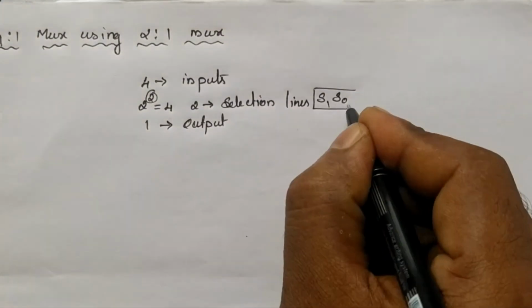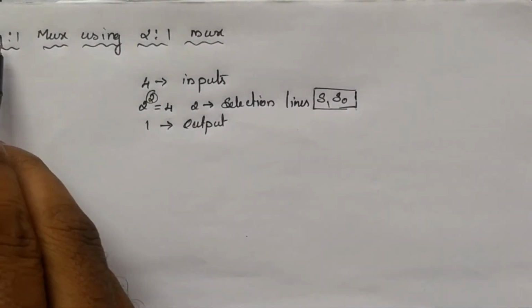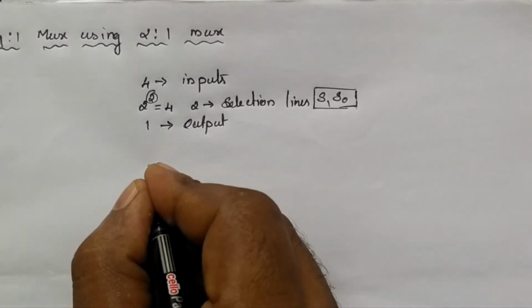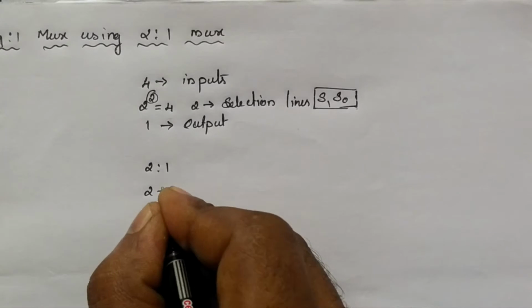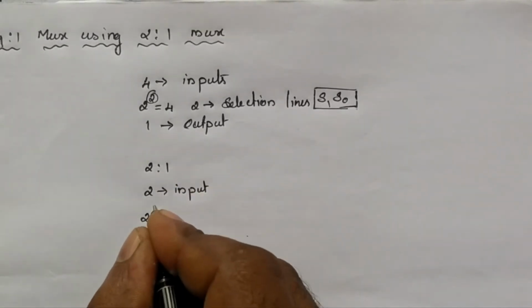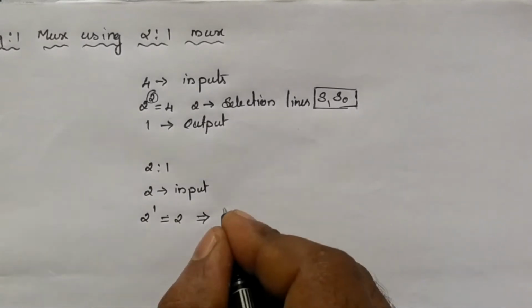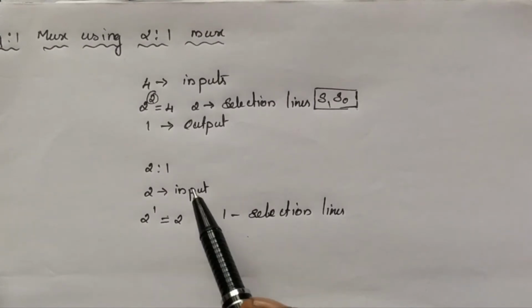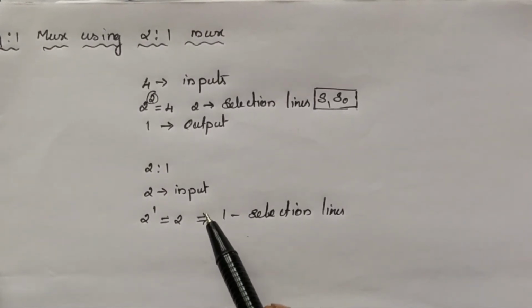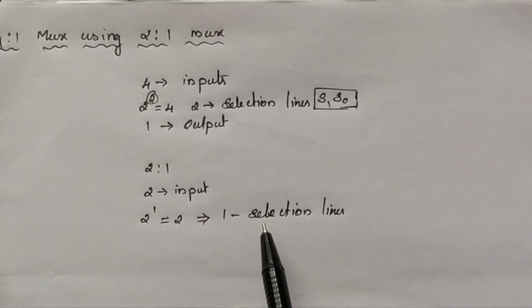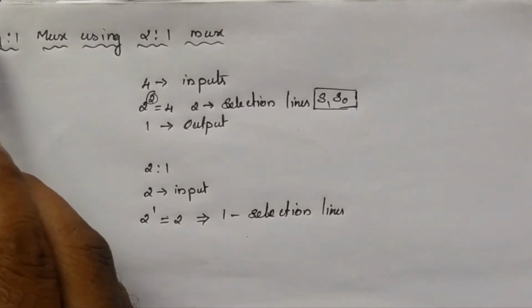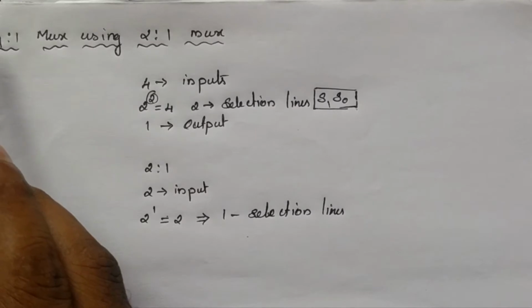Okay. So this 4:1 MUX is to be implemented using 2:1 MUX. For example, a 2:1 MUX will have 2 inputs, 2 power 1 is equal to 2, therefore we need 1 selection line. Therefore, for a 2:1 MUX, we need to have 1 selection line. A 2:1 MUX has only 2 inputs, but here we are having a total of 4 inputs. Therefore, we need 2:1 MUX at the input side.